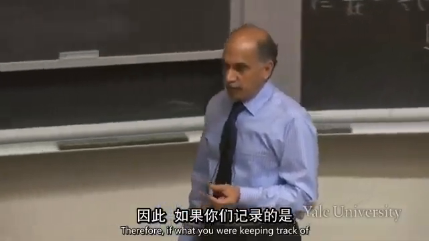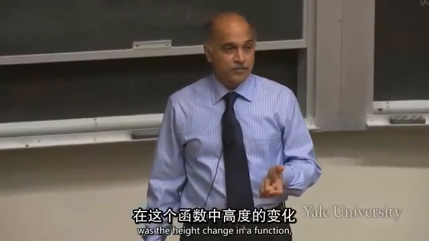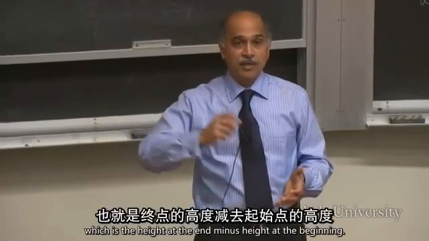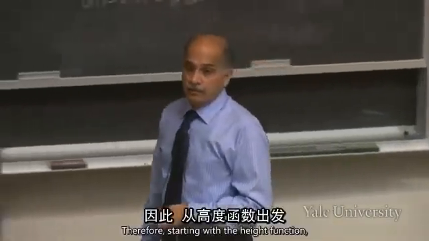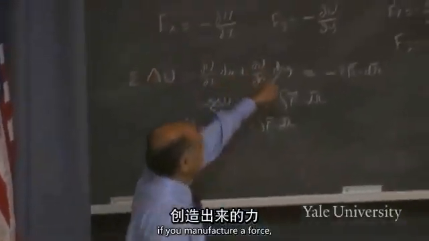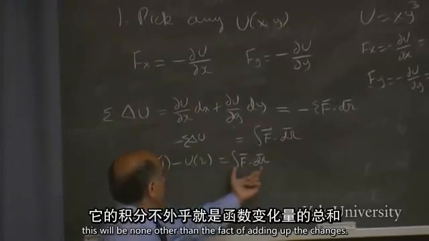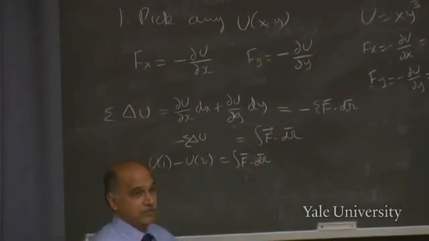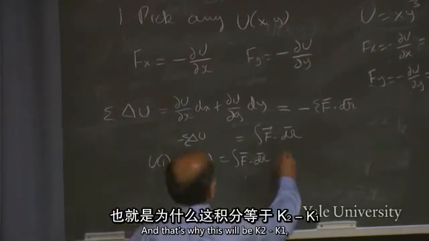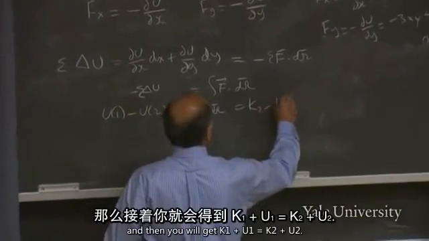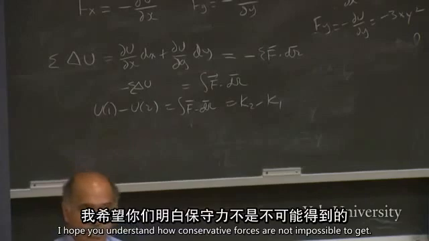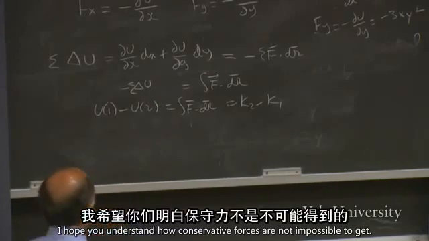Therefore, if what you were keeping track of was the height change in a function, then the sum of all the height changes will be simply the total height change, which is the height at the end minus height at the beginning. Therefore, starting with the height function, by taking its derivatives, if you manufacture a force, this will be none other than adding up the changes. That's why this will be K2 minus K1, and then you will get K1 plus U1 is K2 plus U2. So I hope you understand how conservative forces are not impossible to get.